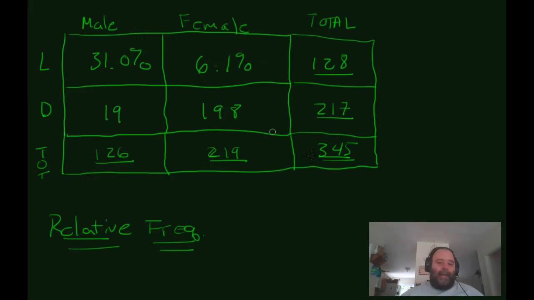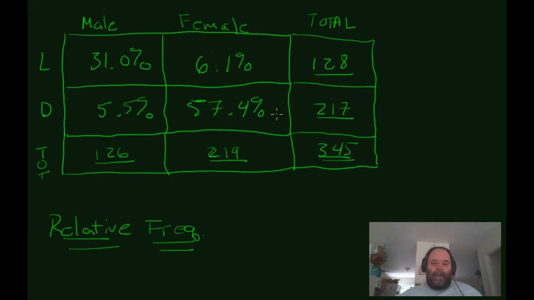The 19 divided by the 345 is going to give me 5.5% of the whole. And the 198 divided by the 345 is going to give me 57.4% of the whole. So this is actually giving me some additional information that I didn't have before. I can actually see that 107 was 31% of all the people, right? So that's helpful to know.